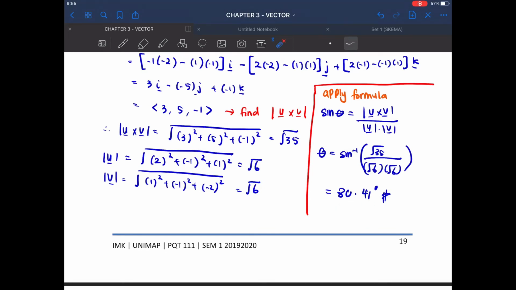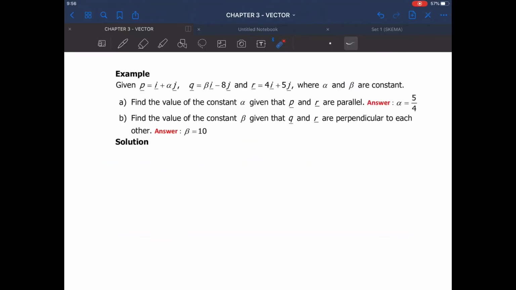But if you are using the formula for the dot product, you also will obtain the same value of angle here. Next example, you are given vector p equals i plus alpha j, vector q equals beta i minus 8j, and vector r equals 4i plus 5j. So we will assume this is a two-dimensional vector because we have i and j, where alpha and beta are constants. Find the value of the constant alpha given that p and r are parallel.